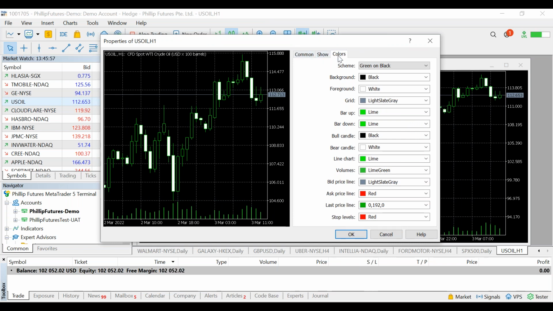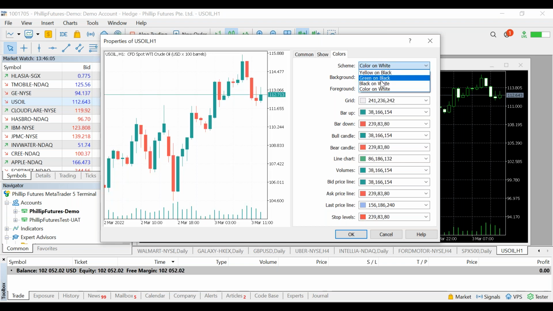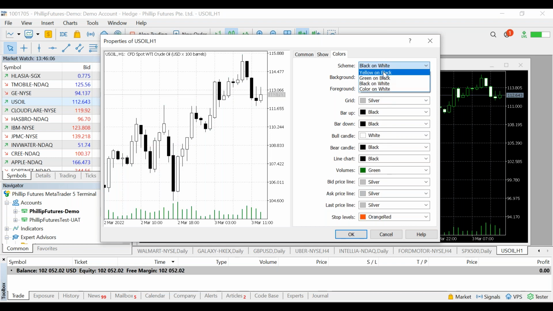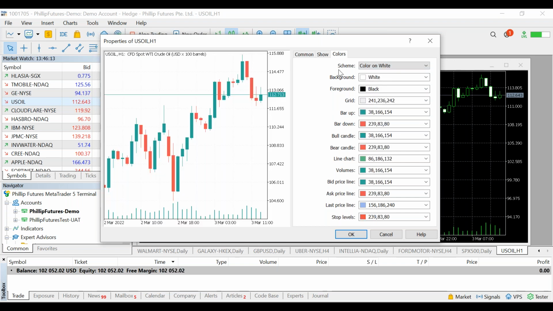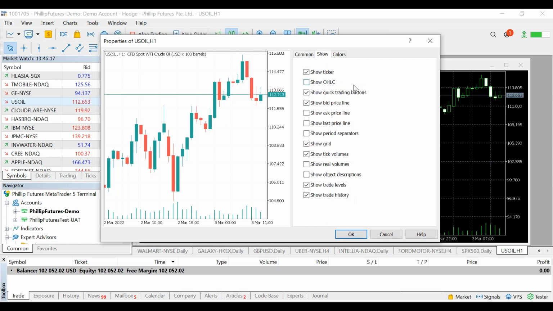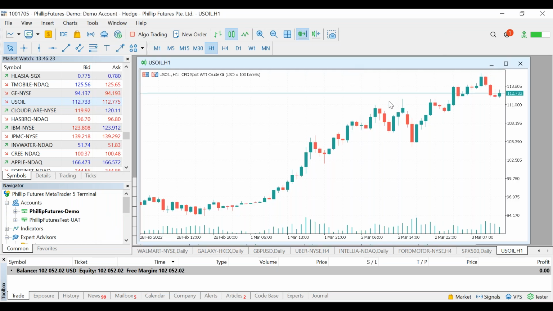You just go to the final tab, the colors. You can choose color on white. That's what I like. But of course, you may also prefer black on white or yellow on black. But for today's webinars, let's stick to color on white. There are many ways for you to customize your charts, so let's keep it simple like this for now.